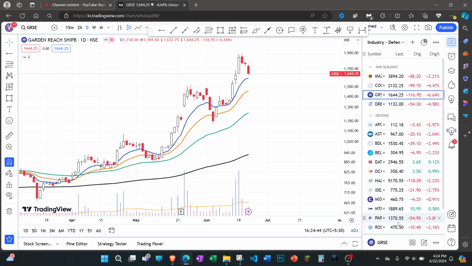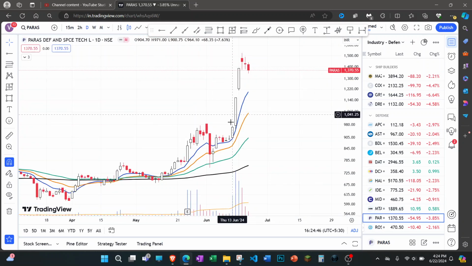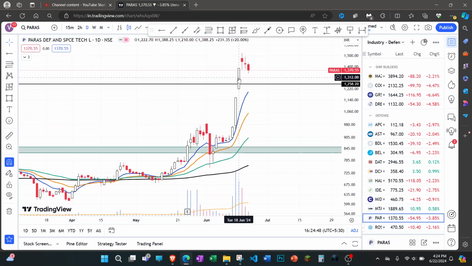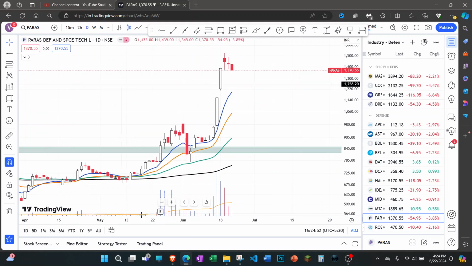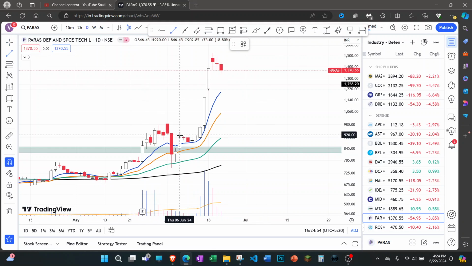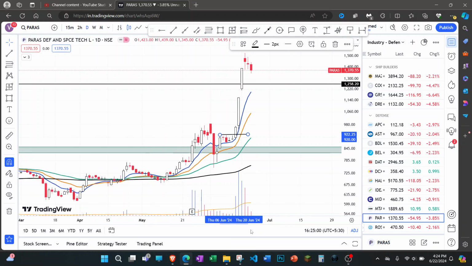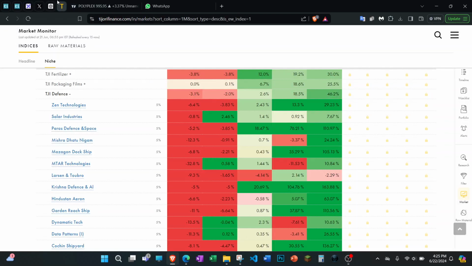And Paras Defense was an outlier. Just look at the move. 220% in just 2 days. Just look at how brilliantly it moved. And here it provided a really low risk entry. And many people were able to grab that opportunity, right? So that is the first step.